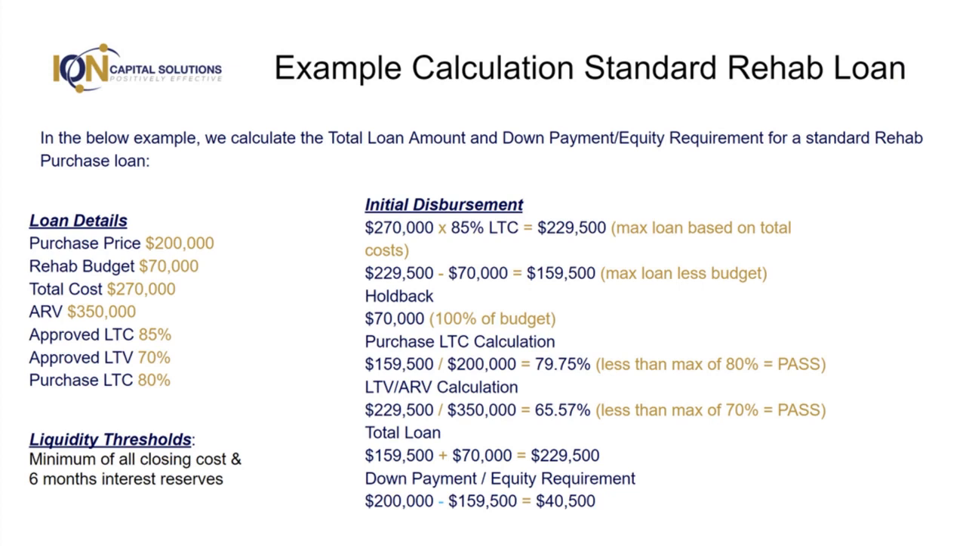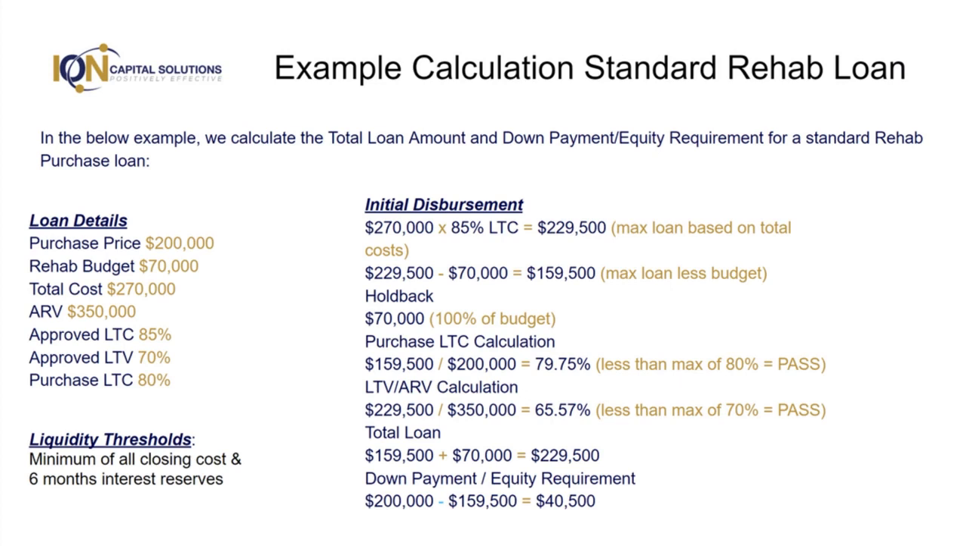So here's an example you can run through. You might want to take a screenshot of this. I'm sure if you join our program, you'll also have access to this. But quite simply, purchase price is $200, rehab is $70, total cost is $270, ARV is $350. In these calculations, I'm able to use 85% loan to cost or 70% of the LTV. So my loan is going to be based off of 270 times 85%. That's the loan amount that I can get off of cost.